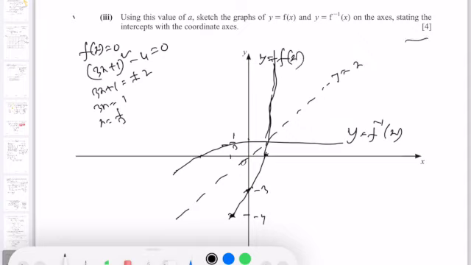This is 4 marks. Now you need to show all these intersecting points. This is minus 3, 0. And this is 0, 1 by 3. Okay, so this is the graph. It's quite easy to solve.